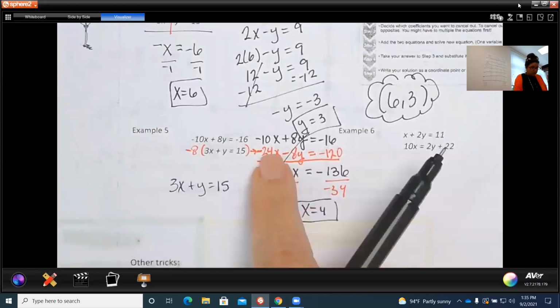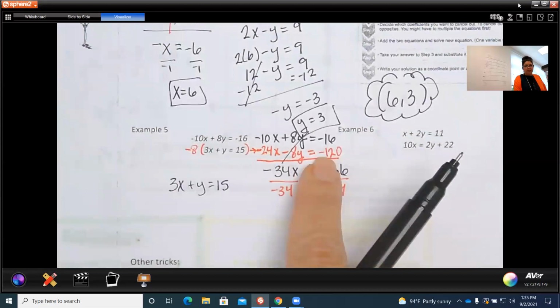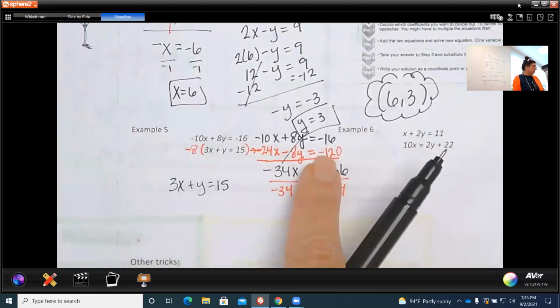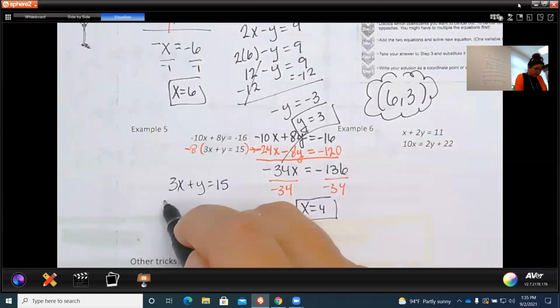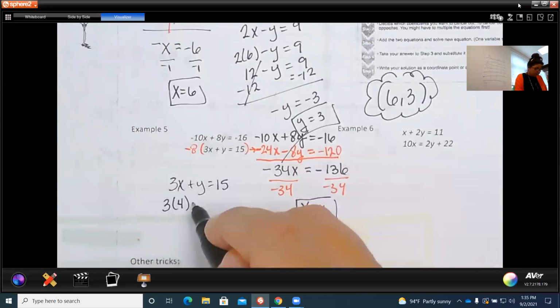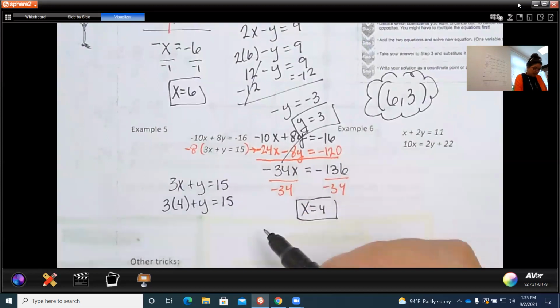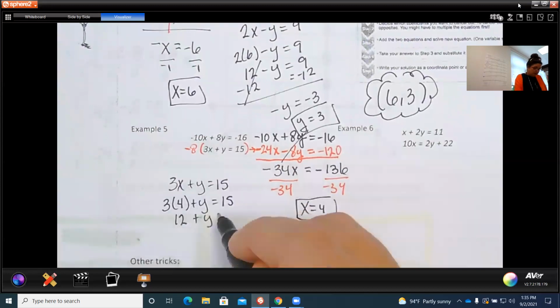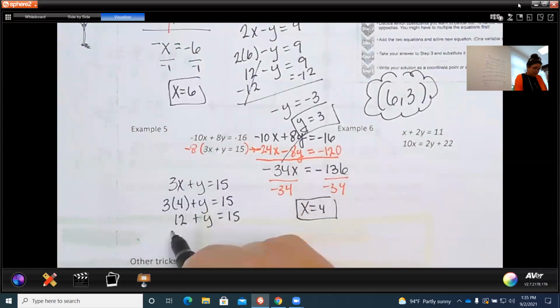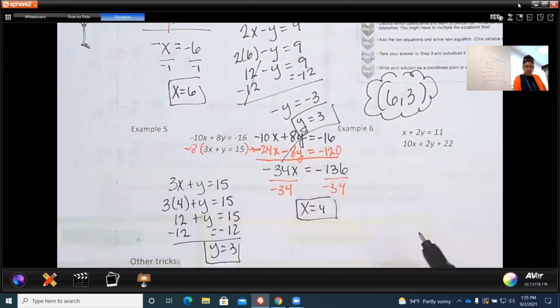You can even use the new one you created after you multiplied by negative 8, but your numbers are bigger, so why would you? But they're equivalent. So if x is 4, and I substitute it in, I get 12 plus y equals 15. Subtract 12 from both sides, and y equals 3. So what's my answer? 4, 3.